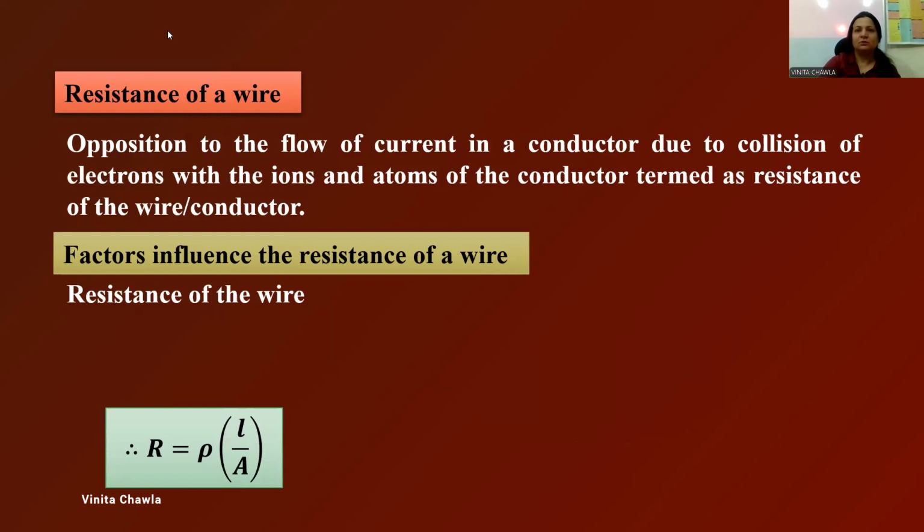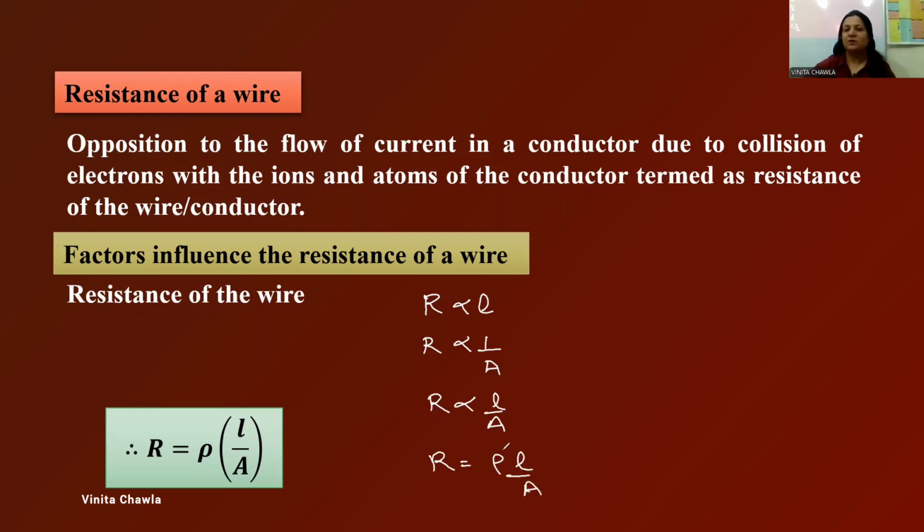We actually, when we write this, first we take R proportional to L, and then we write R proportional to 1 by A, and collectively we write R proportional to L by A, and then we write R is equal to rho L by A, where rho is the resistivity or specific resistance of the conductor. See, if we have, let's say, two copper wires, you can see that we can change the length also.